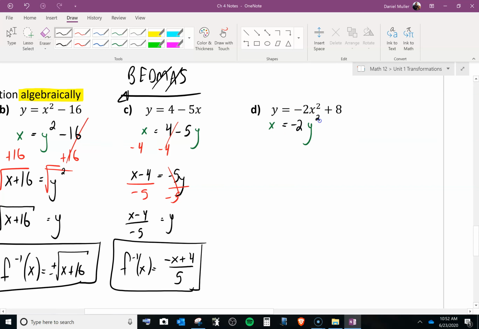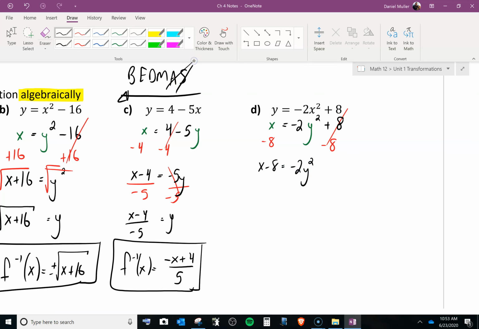x equals negative 2y squared plus 8. So I swapped them. So you can think about backwards BEDMAS here. There's this plus 8, this addition. Well, first of all, there's no subtraction happening here. So then there's addition. So I need to get rid of that by minusing 8. So I have x minus 8 equals negative 2y squared.